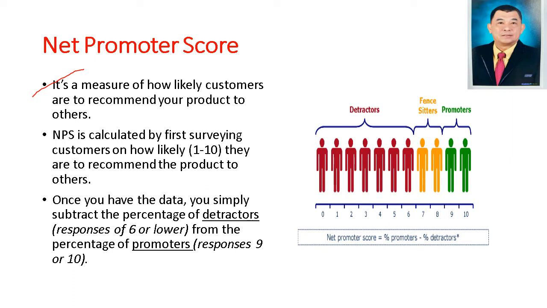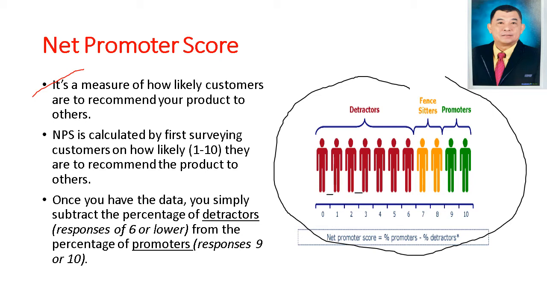So, Net Promoter Score is calculated by first surveying customers on how likely they are to recommend the product to others. That is on a scale of 1 to 10, 10 being the highest. So, let's take, for example, this figure. There are 2, 4, 6, 8, 10, 11 respondents that were surveyed, using a Likert scale of 1 to 10.